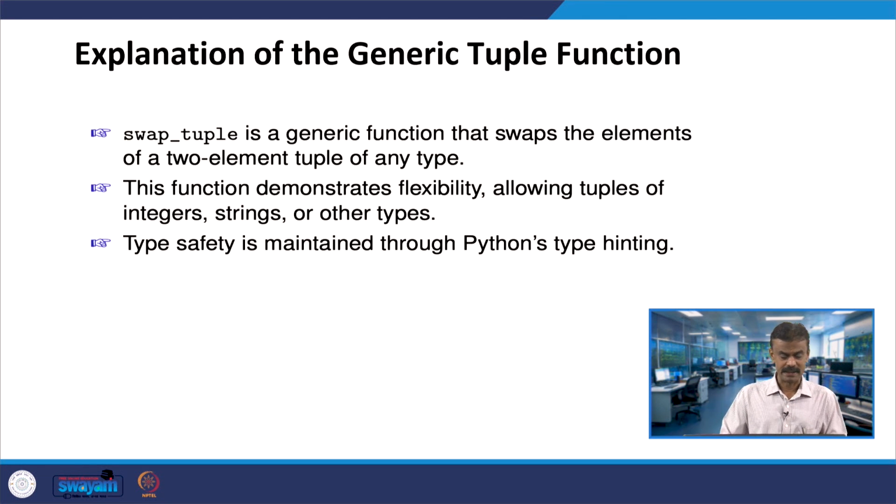Yeah, the same explanation, this is for your reference. swap_tuple is a generic function, right? When you are using this generic function, it has the flexibility of using integer, string or any other data type. In this case, we had seen integers and strings. And the type safety is obviously maintained through Python's type hinting.